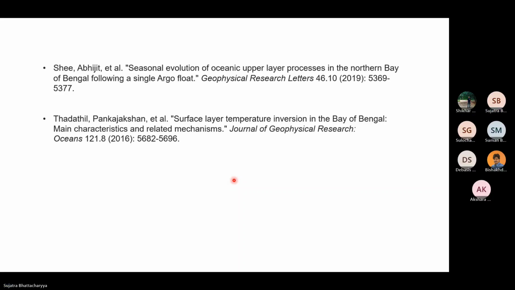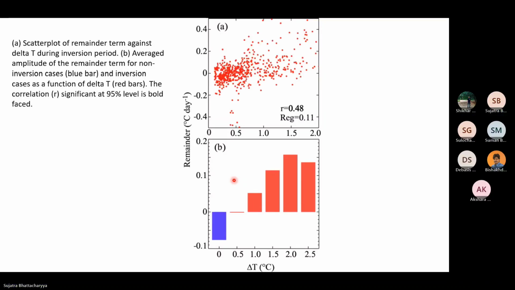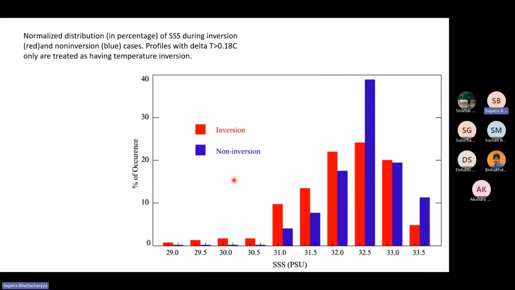Any questions? That is inversion, non-inversion. So what do you mean by non-inversion? Non-inversion is where you don't have this negative temperature stratification. You just have the normal, regular profile: the mixed layer and then the thermocline.